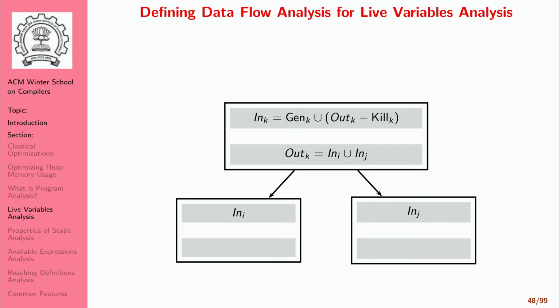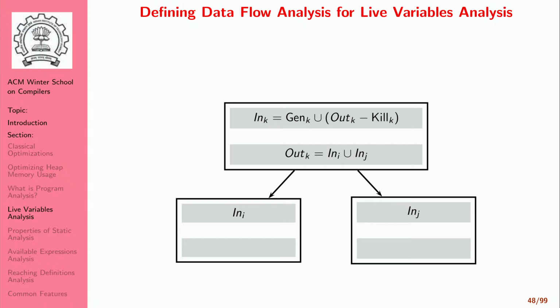Before I go further, I want to pause here and make sure that all of us are on the same page about why out k has been written like this and why in k has been written like this. If you have a question, this is the time to ask. Is it clear? Is it obvious? Okay, so let us proceed. Why is out k written like this?